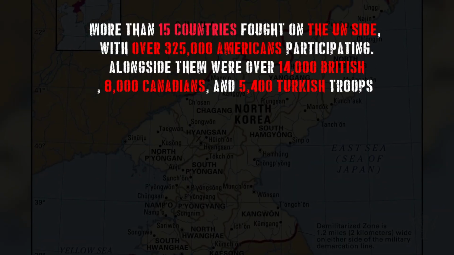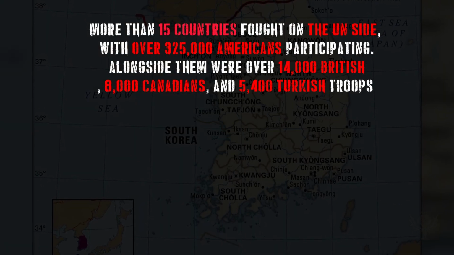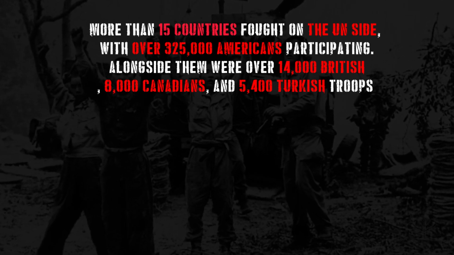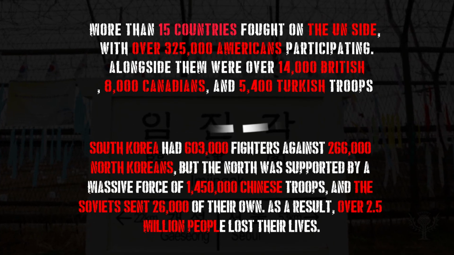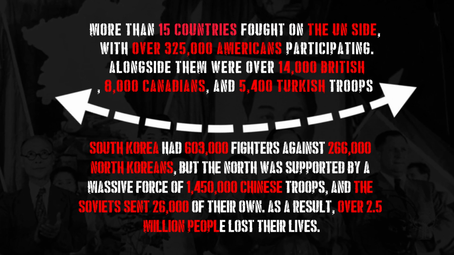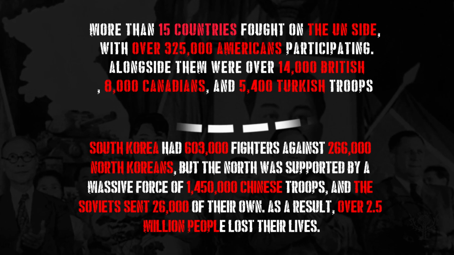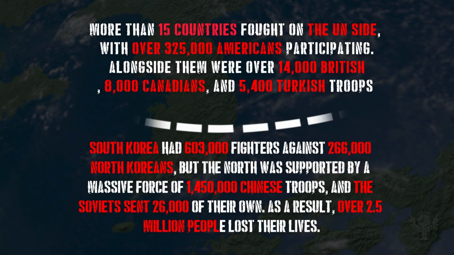The Korean War, often overshadowed by other Cold War conflicts, had a profound impact. More than 15 countries fought on the UN side, with over 325,000 Americans participating. Alongside them were over 14,000 British, 8,000 Canadians, and 5,400 Turkish troops. South Korea had 603,000 fighters against 266,000 North Koreans, but the North was supported by a massive force of 1,450,000 Chinese troops, and the Soviets sent 26,000 of their own. As a result, over 2.5 million people lost their lives.